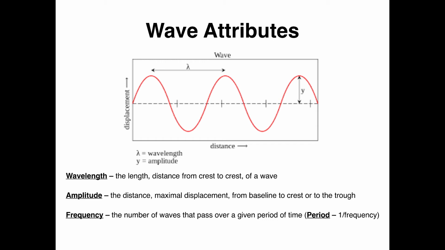The period is 1 over the frequency, so it's the time it takes for one wave pulse, one full wavelength, to pass a single point. And so the period is in seconds, and the frequency is in cycles per second. The speed of the wave is the rate at which the wave travels through the medium.